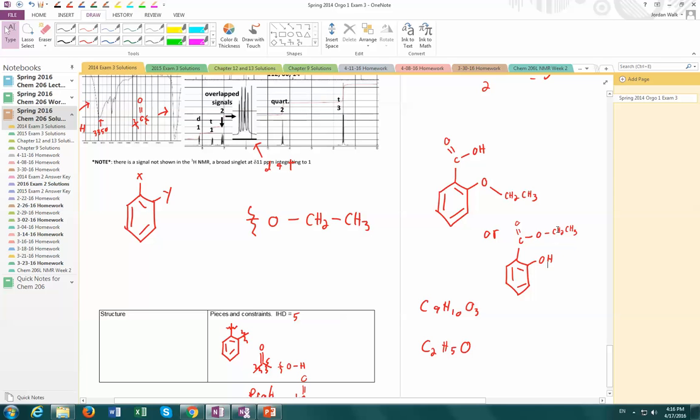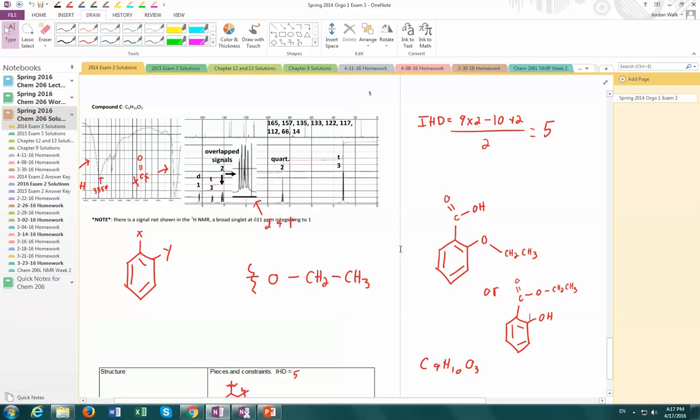Now we've got the same number of hydrogens. We've got the same IHD. Will they give you your carbon spectrum, and maybe you just don't have enough, like your aromatic carbon can't be transferred? Oh, I see the clue.